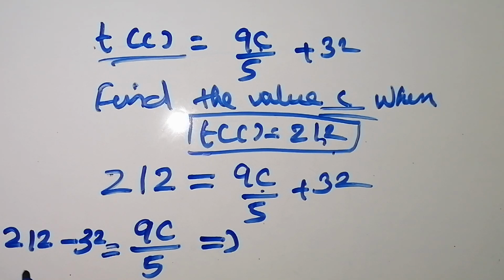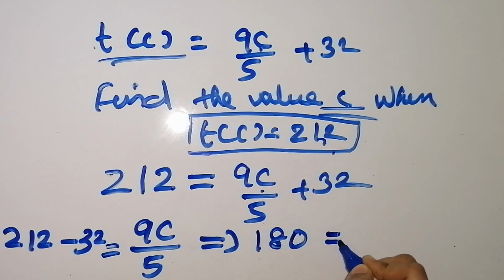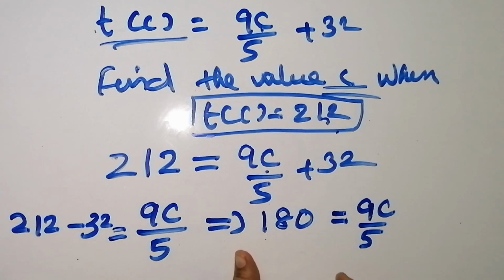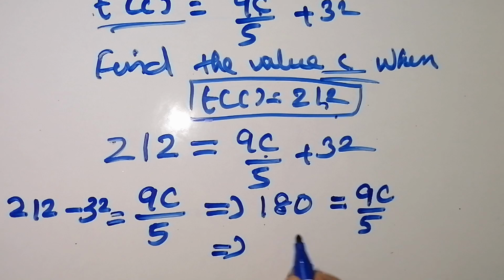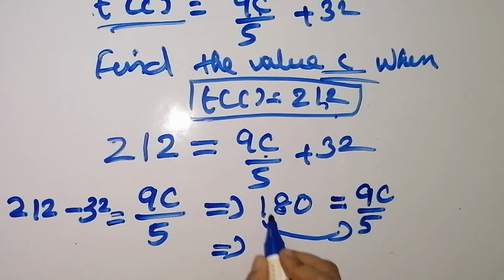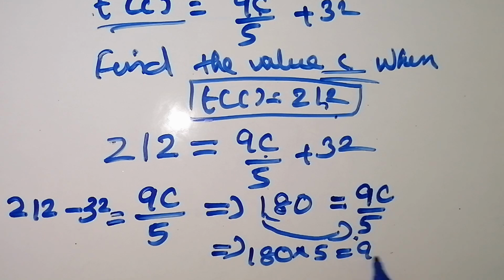Okay, clear. After that we subtract these two numbers. What is 212 minus 32? We find that 212 minus 32 is equal to 180. 180 is equal to 9c divided by 5. This is our next step. After that, to find the value of c, we just multiply these two terms. That is 180 into 5 is equal to 9c.